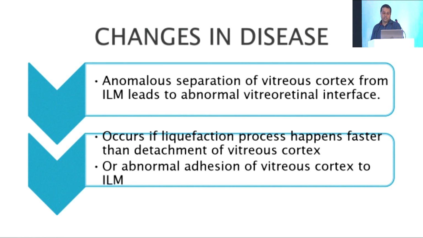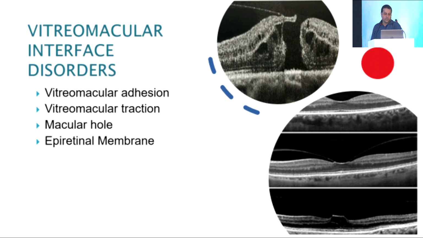So when does the disease happen? It happens when there is anomalous separation of the vitreous cortex from the retina, which leads to an abnormal vitreoretinal interface. It also occurs if the liquefaction process is happening faster than the separation. So there are 4 interface disorders.